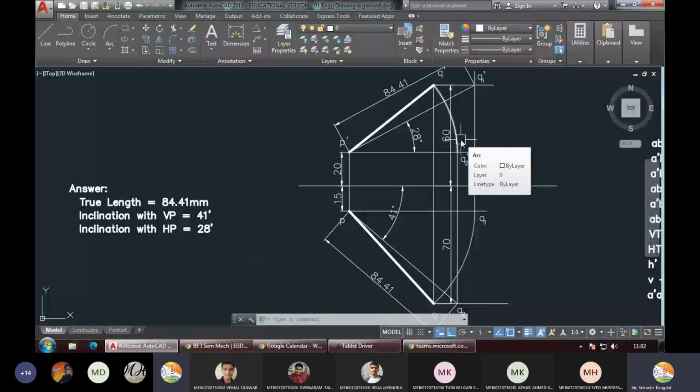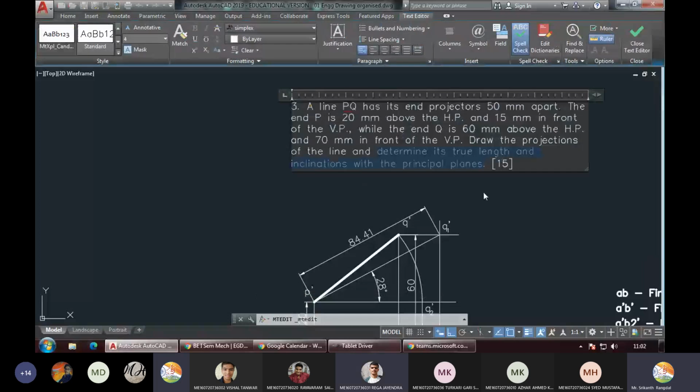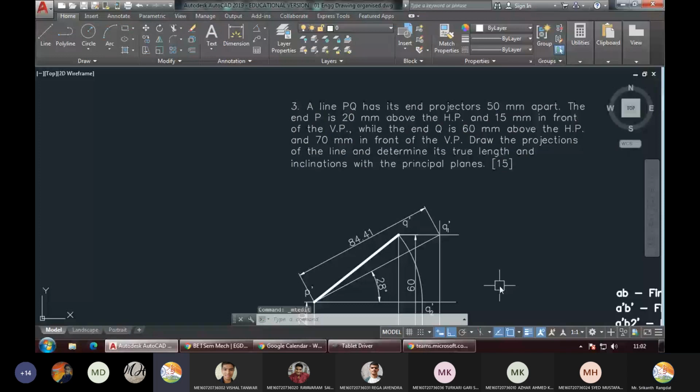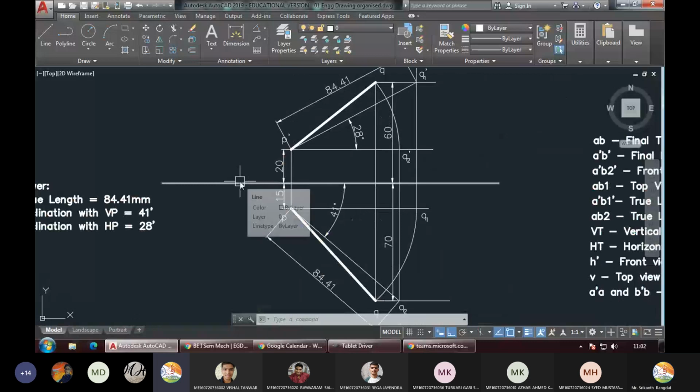Now in the question, is he asking you to find the traces? He has not asked to find the traces. So you can skip that part. Traces you can skip. If he is asking for the trace points also, you have to find the trace points here. Okay. Is it clear? Sir.